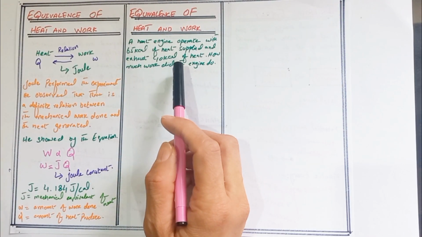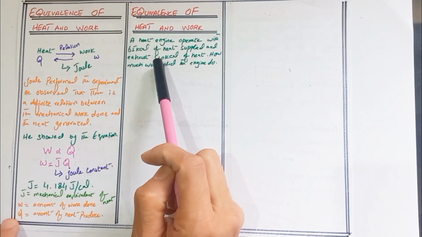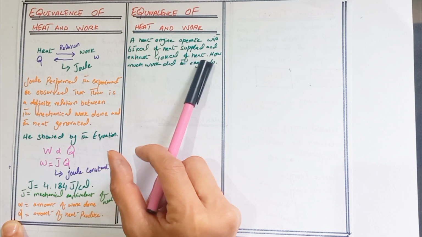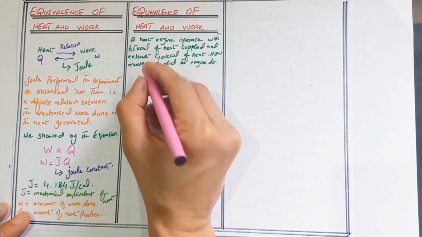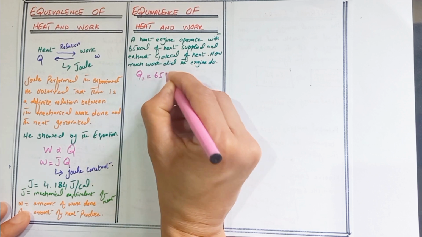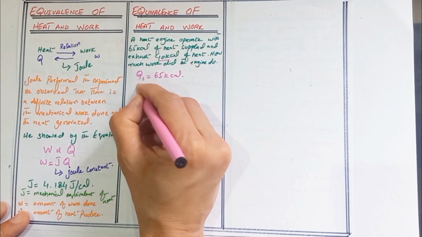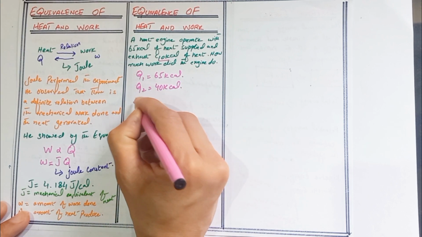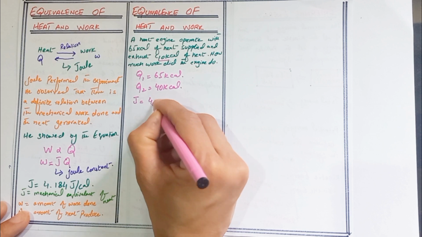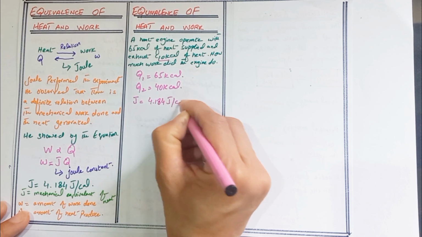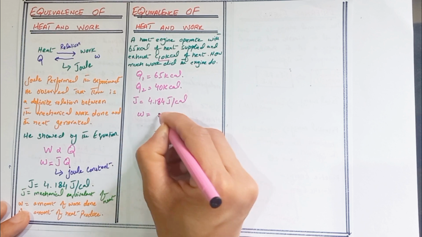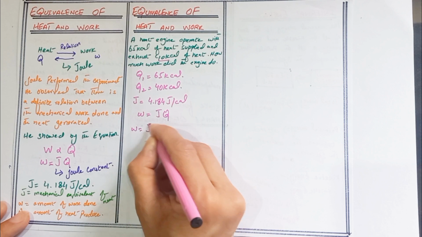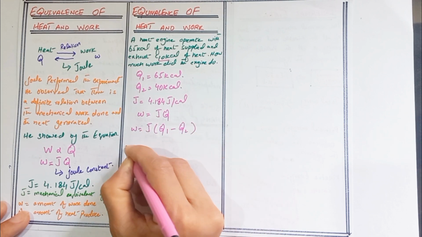Now we solve the numerical related to the equivalence of heat and work. What is the numerical? A heat engine operates with 65 kilocalories of heat supplied and exhausts 40 kilocalories of heat. How much work did the engine do? So first heat that is given is 65 kilocalorie. Second heat is given 40 kilocalorie. We know that the equivalence of heat and work constant is equal to 4.184 joule per calorie. And we know the formula: W is equal to JQ. Here Q can be found by Q1 minus Q2.